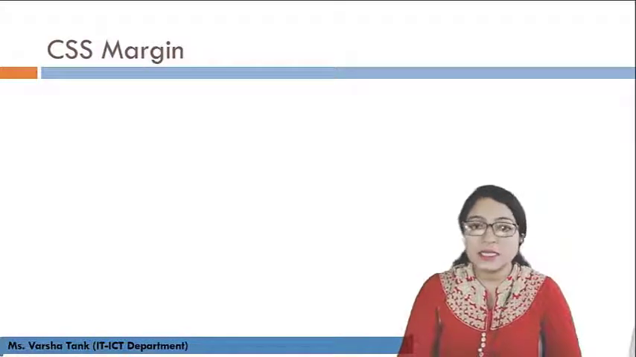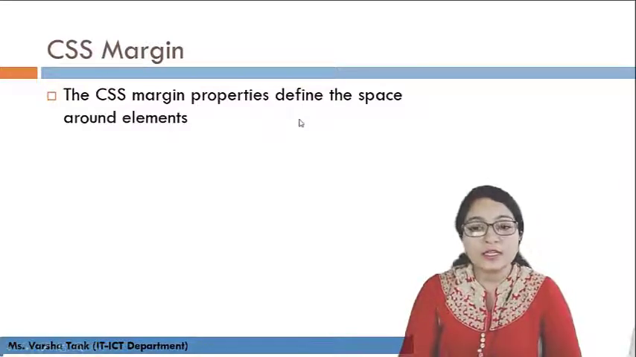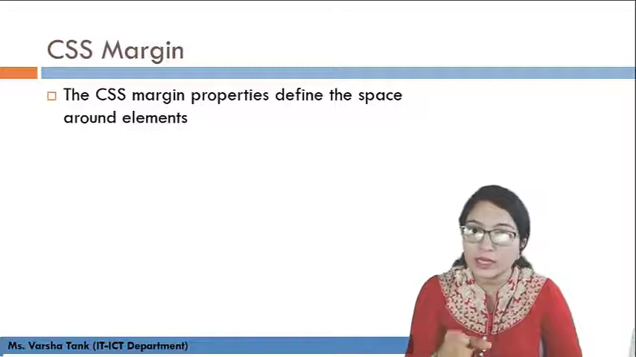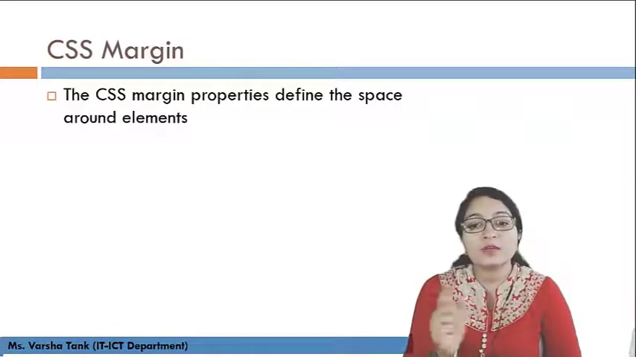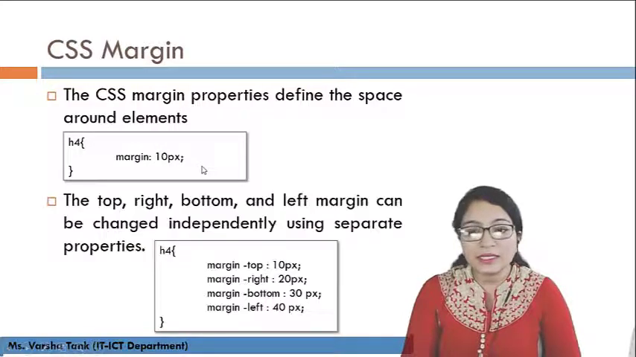Then next one is the CSS margin. Here the CSS margin property defines the space around the element. CSS padding defines the space around the content, while CSS margin defines the space around the element. So here you can see the margin is 10 pixels.